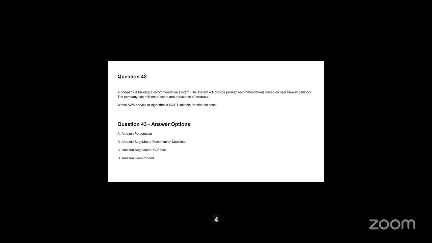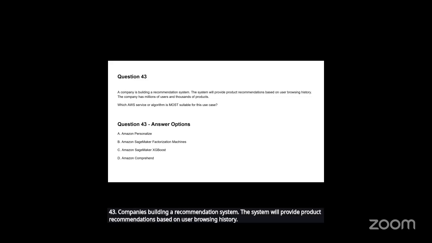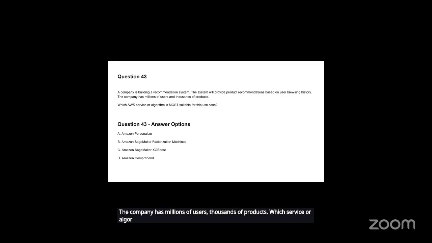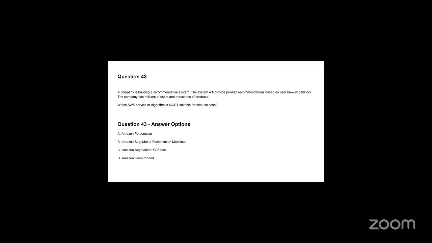43. A company is building a recommendation system. The system will provide product recommendations based on user browsing history. The company has millions of users and thousands of products. Which service or algorithm is most suitable for this use case? Personalize, SageMaker factorization machines, XGBoost, or Comprehend?